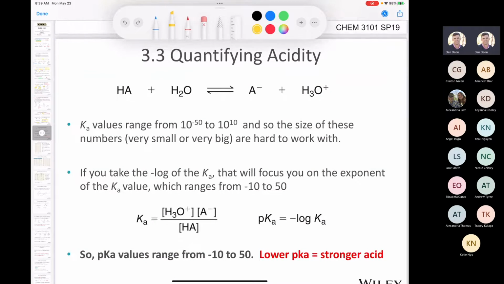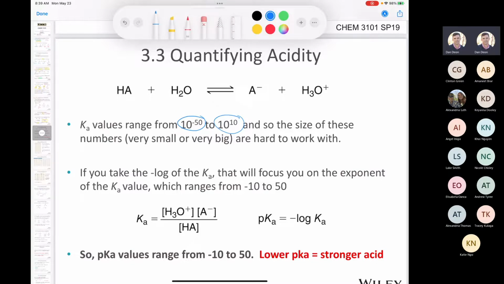If you actually evaluate and calculate the Ka for strong acids and weak acids, you can see that Ka can have a huge range of numbers. Ka can be as small as 10 to the negative 50, and Ka can be as large as 10 to the power of 10. Now, I can tell you right now that Mr. Dion would be the first guy here to lose track of all those zeros.